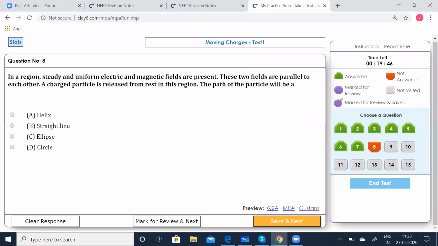But due to the motion of the charge, the magnetic force cannot have a non-zero value, because the angle between v and B will be either 0 or 180 degrees. You know that. So only the electric force is acting on the particle, and hence it will move along a straight line. The steady, uniform electric and magnetic fields are parallel to each other, which means both are acting on the same axis. So in that case, it is going to be a straight line.